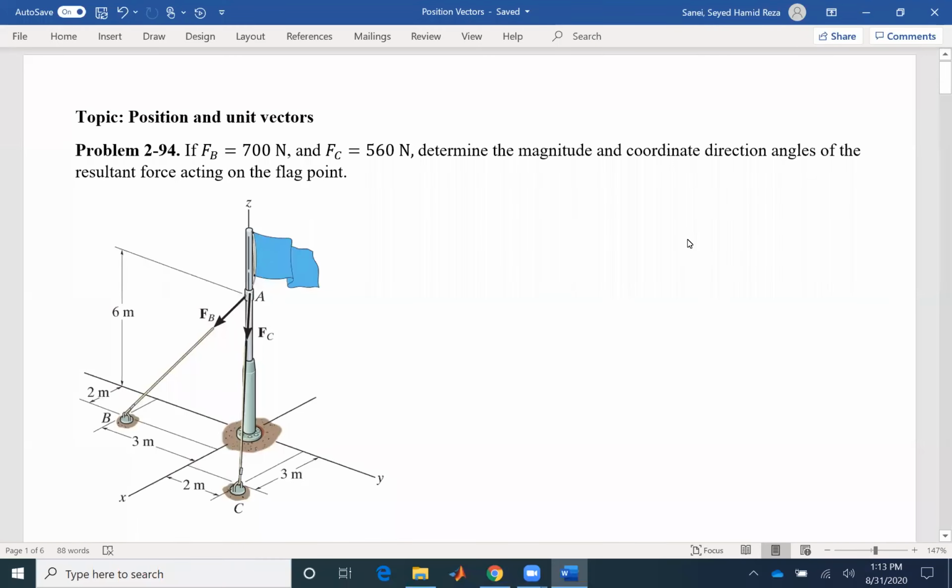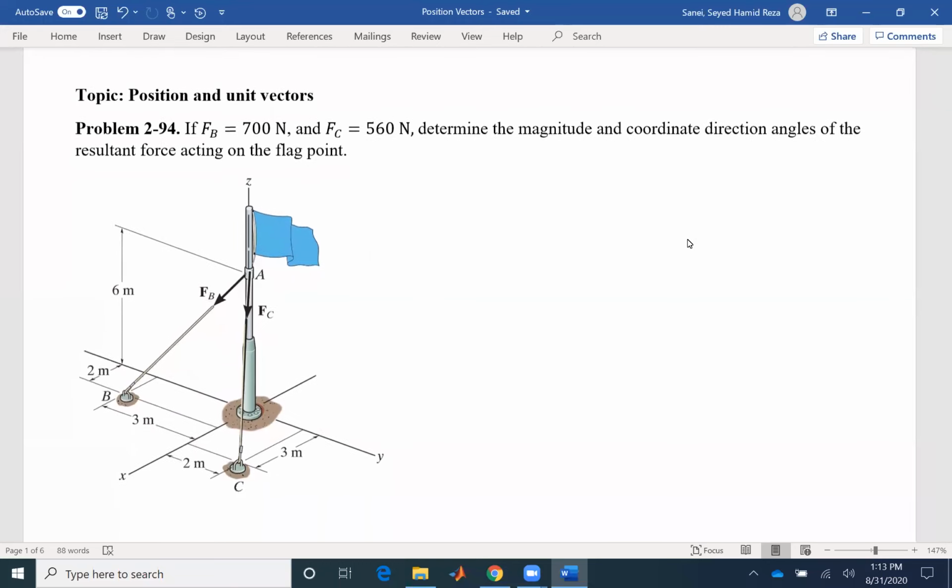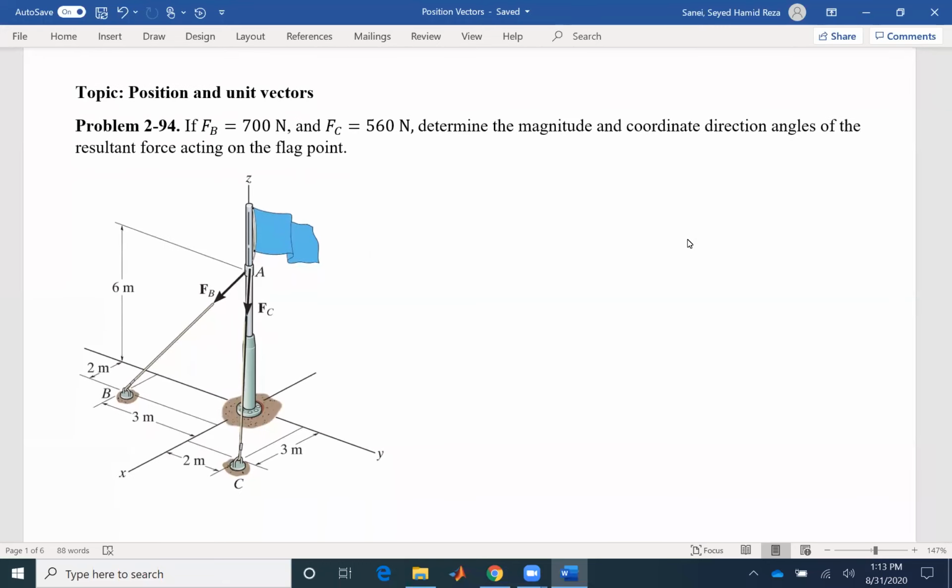Hello everyone, in this video we are going to solve problem 2-94, problem 94 of chapter 2 of your textbook. The problem is saying that the force FB is 700 Newton, force FC is 560 Newton. Determine the magnitude and coordinate direction angles of the resultant force acting on the flag point. So we have this flag point and two forces are being applied by these two ropes on our system.